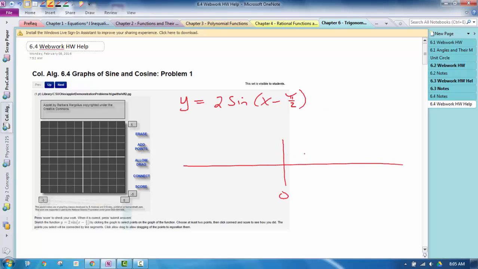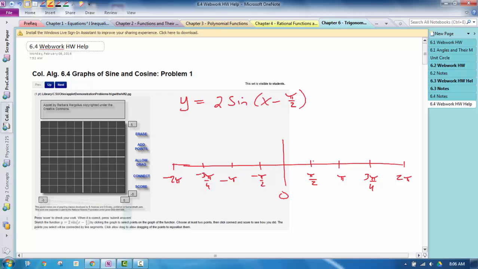Now I'm going to graph the regular sine first, and I'm going to do this in increments. So let's do 90 degrees and negative 90. We'll do pi, negative pi, 3 pi over 4, and 2 pi, negative 3 pi over 4, and negative 2 pi.